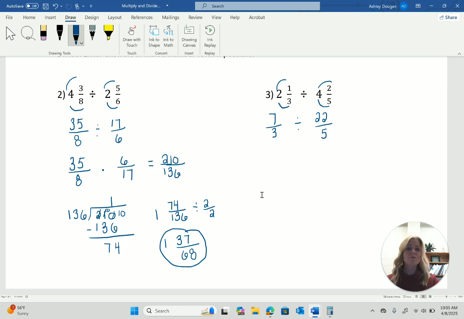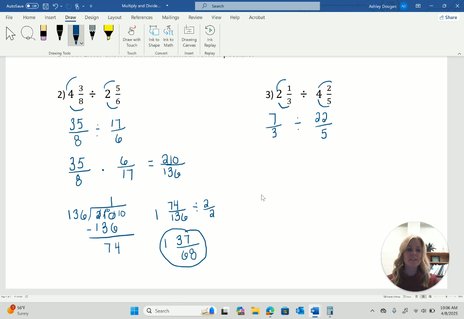Some people like to do it all in one step: change to improper fractions, flip it, multiply, all in one step. That's fine. Just be really careful that you don't forget to flip your fraction. Sometimes when people try that, I see that that's often something that they forget to do. So make sure that you're remembering to flip that second fraction.